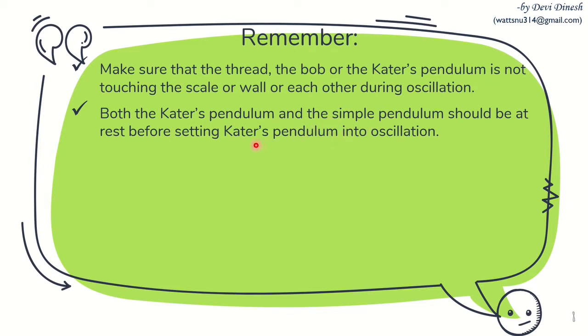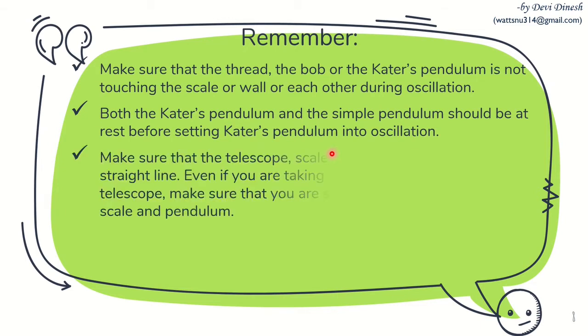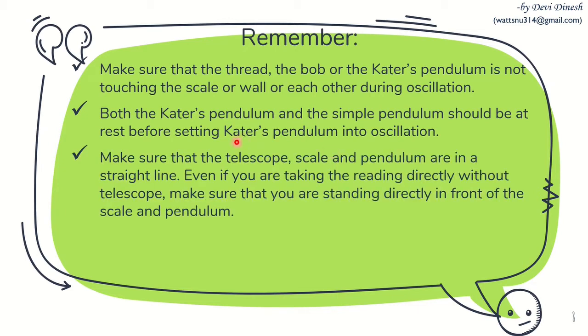The second point is both the Caterer's pendulum and the simple pendulum should be at rest. Simple pendulum should not be oscillating when you are giving a displacement of 2 centimeter. Okay, so first you have to bring both the pendulums to rest and only then give 2 centimeter displacement to the Caterer's pendulum.